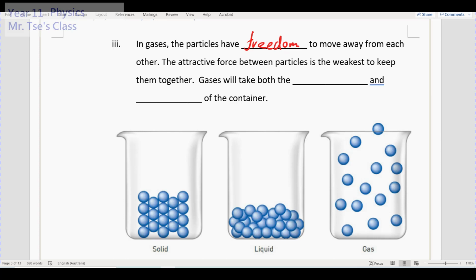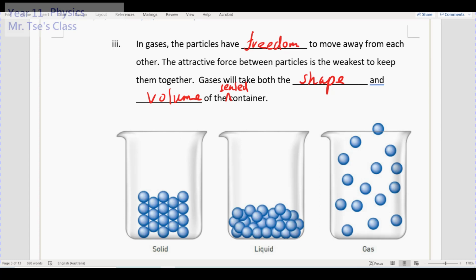All right, gas will take both the shape and the volume. So that means gases don't have a definite volume. If you put the gas in a container, it will take the volume of the container. It should be a sealed container, so I think I need to emphasize that a little bit. Okay, so how does it work?